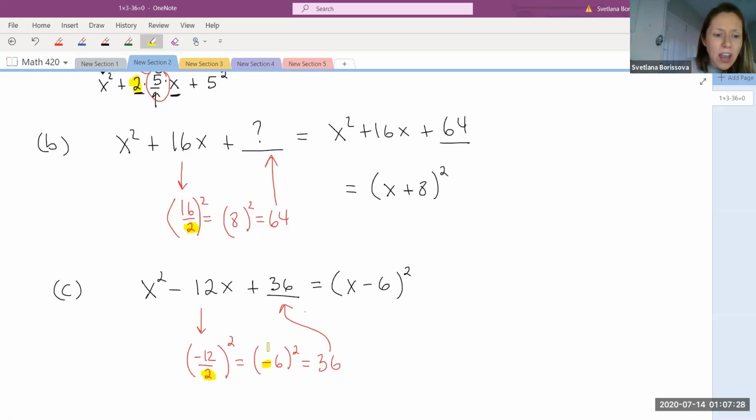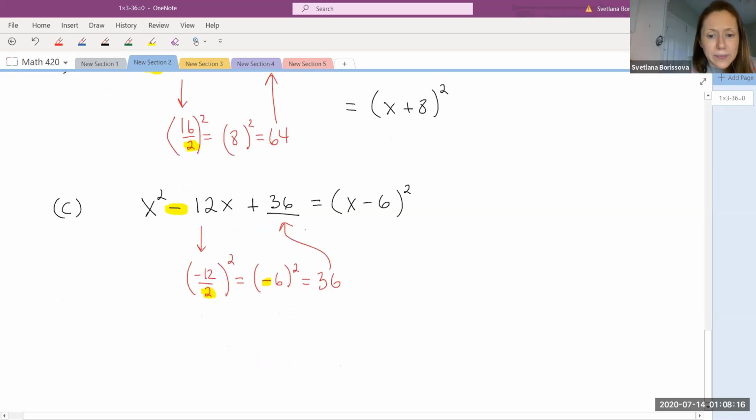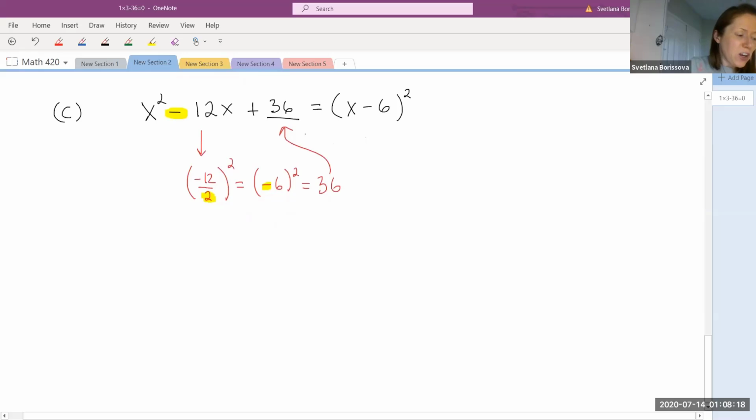And the other way to catch negative is by seeing that the trinomial, or I guess the original expression, had a minus sign. So if the original expression has a minus sign, you will have a minus sign inside the parentheses. If the original expression had a plus sign here, well, you'll have a plus sign inside the parentheses. So no questions? Okay, then we're going to start solving equations.